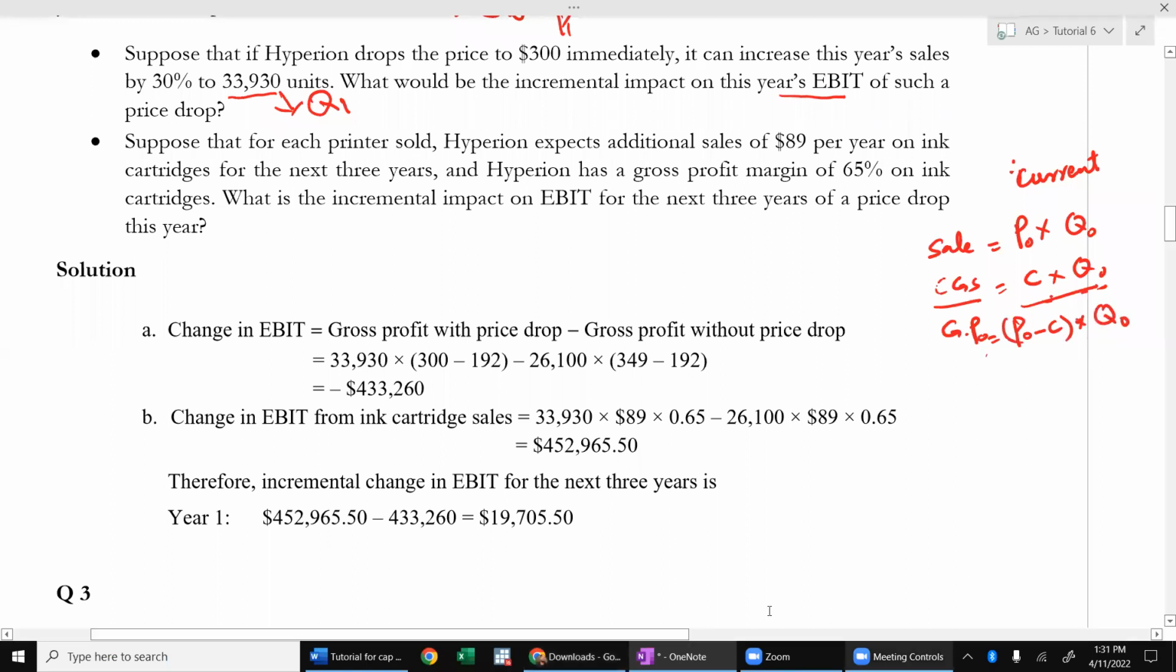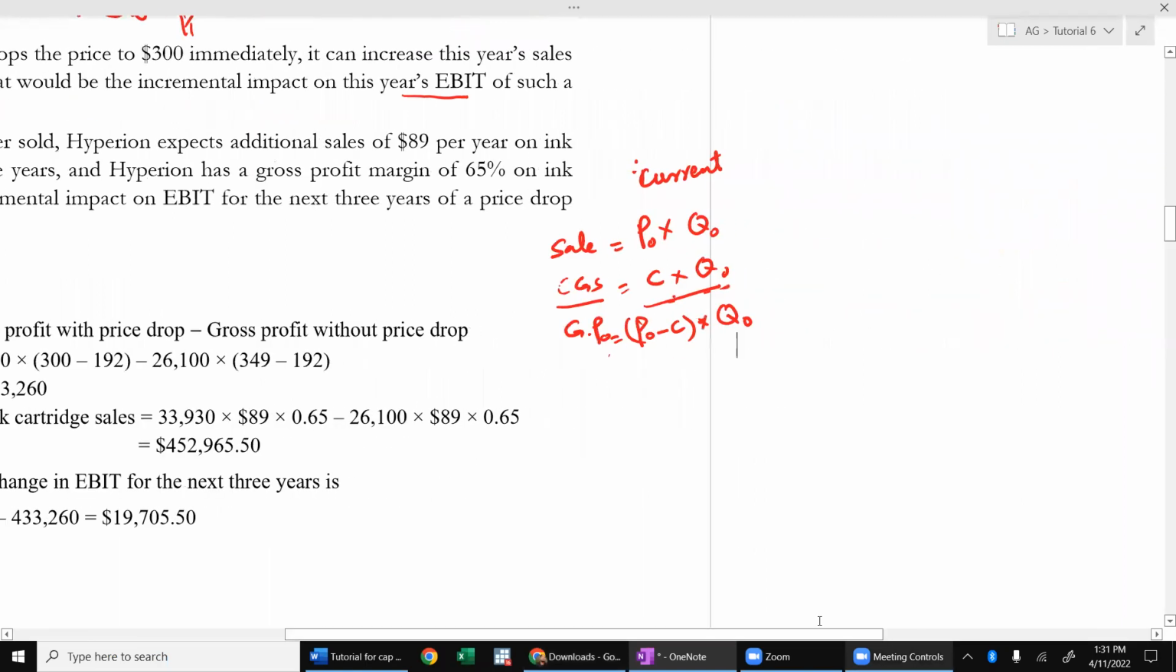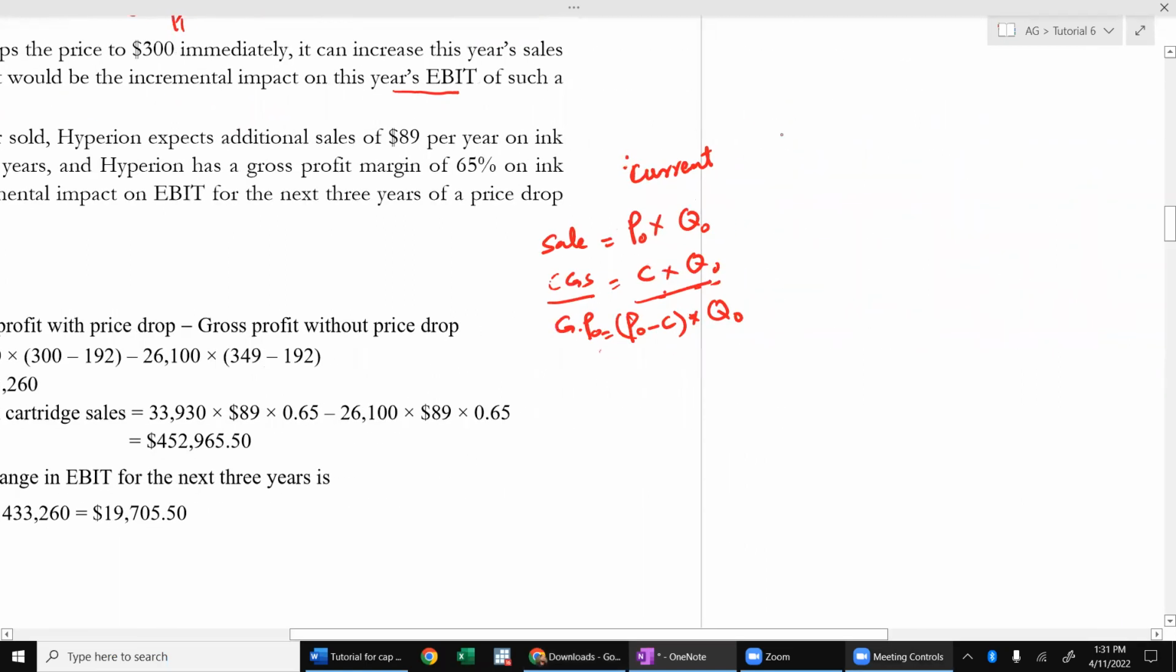Am I right, students? And if I say new, meaning this is today at year 1, I can write new price, and also new quantity, okay? In other words, cost is not going to change, but the quantity is going to change, right? Q1. So it will be P1 minus C into Q1. Correct, students? So this is sale, new cost, and new gross profit margin.